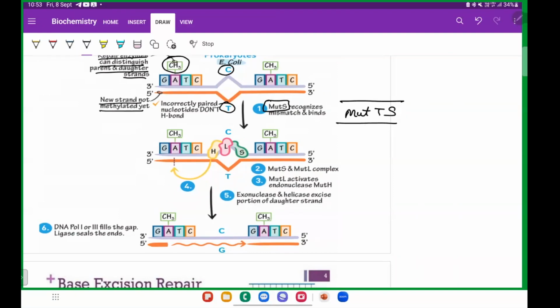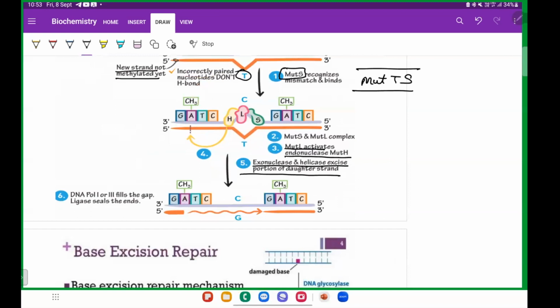complex. Then this MutL activates the endonuclease in MutH. This endonuclease is going to bind and cut. Then followed by the endonuclease, you are going to have your exonuclease. This exonuclease and helicase are going to cut the portion. They are going to cut the portion.